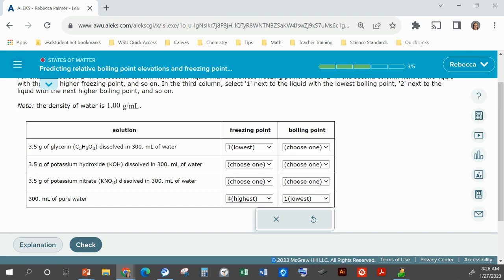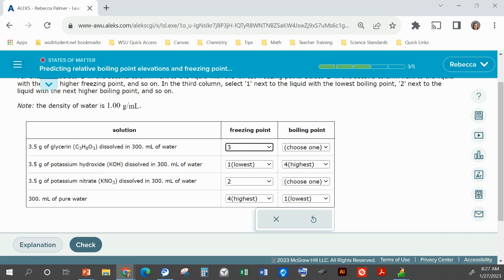So number 2 has the greatest effect. So we're going to say that one is the lowest freezing point because it has the greatest effect. It's going to have the highest boiling point. Everything okay? Does that make sense? Okay, which one will have the second lowest freezing point, the second largest number? KNO3. Okay, and that's this one, right? Yeah, good. KNO3. 2. And then this one must be 3. It has the smallest molality. It's going to be the closest to the freezing temperature and boiling temperature of water.